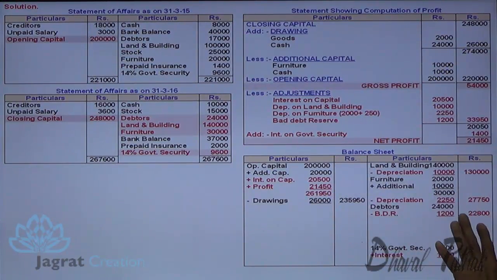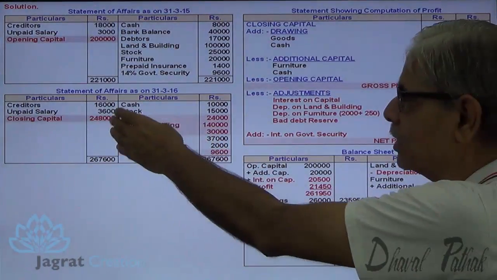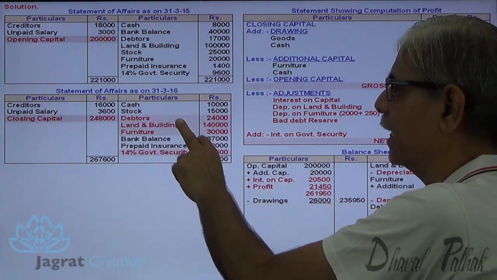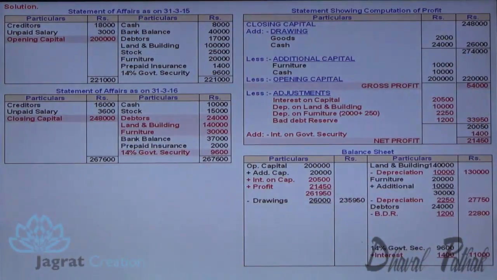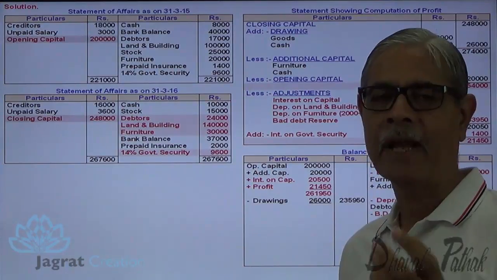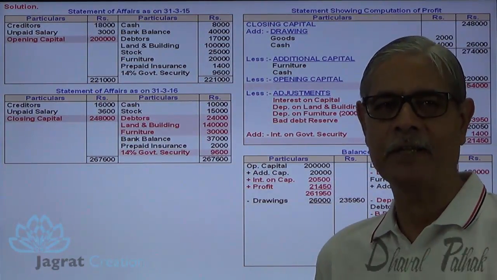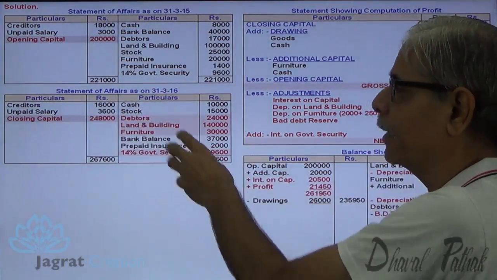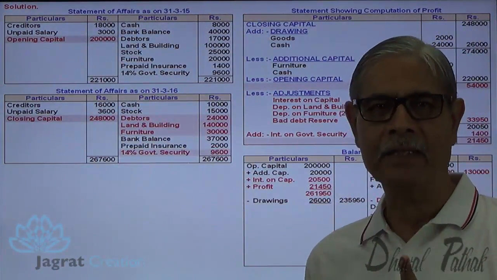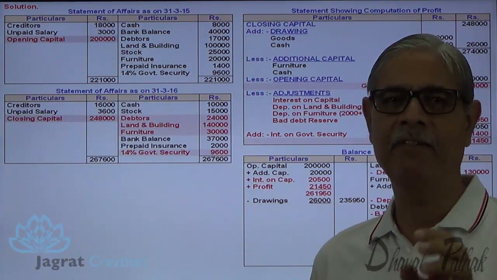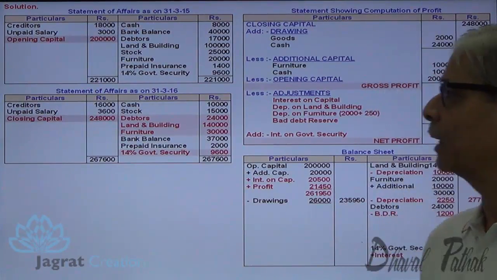Now in this balance sheet, compare the statement of affairs with this balance sheet. How many items have I already considered in this balance sheet? Capital, debtors, land and building, furniture and 14% government securities. What are the items of the closing statement of affairs not yet considered and not subject to change in light of any of the adjustments? All those items apparent on this statement of affairs in black color are the items of the closing balance sheet not subject to adjustment, so they will be copied as they are in my closing balance sheet. Let me do that now.